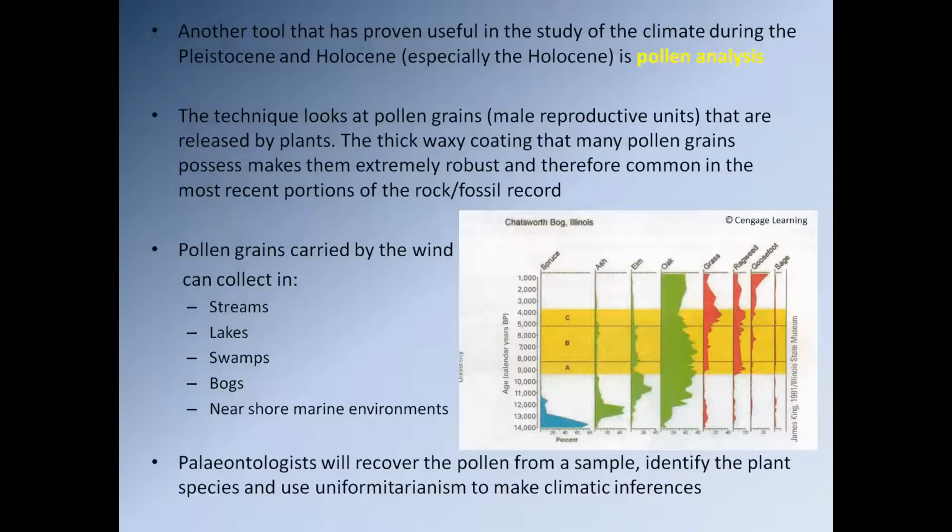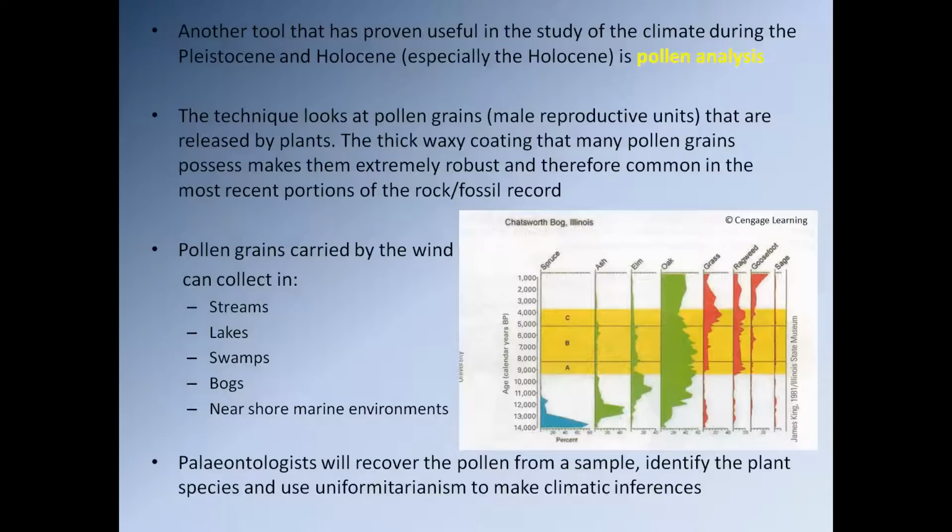Remember, the pollen is covered in a thick waxy coating that means it can be protected for relatively long periods of time. So the pollen grains can exist for extended periods within sediments. Pollen grains are carried by the wind, and they will collect in areas like streams, rivers, lakes, swamps, bogs, and near-shore marine environments.